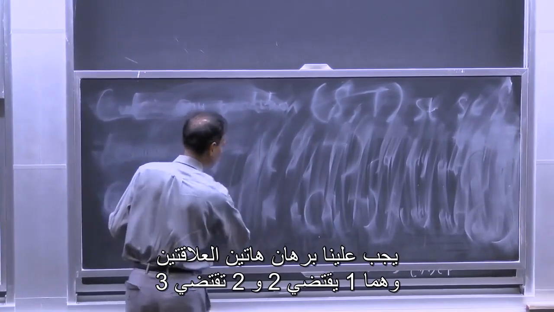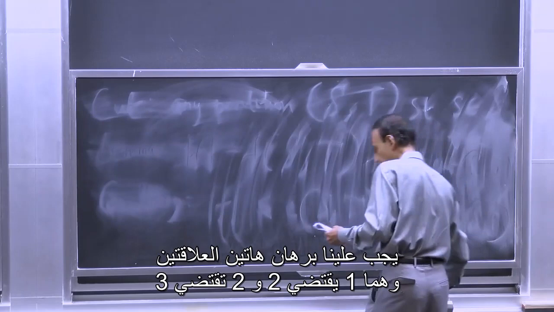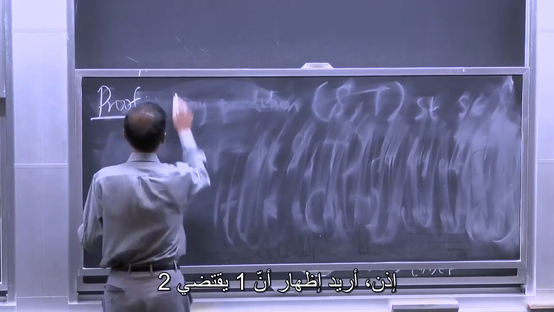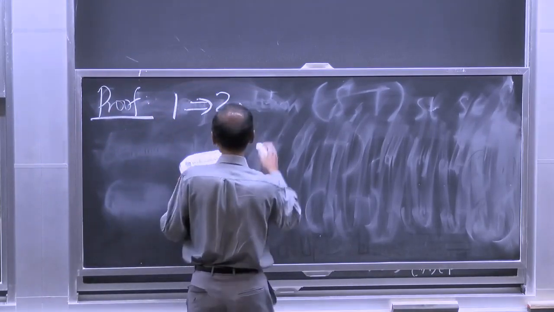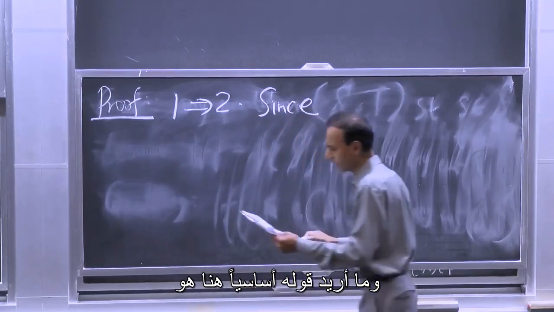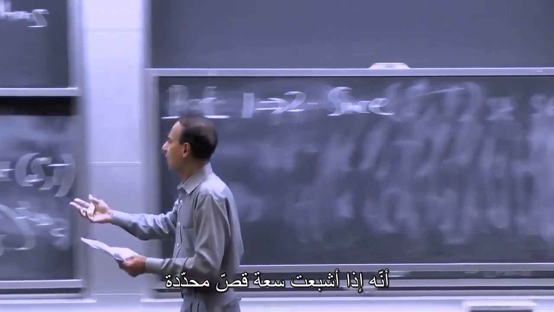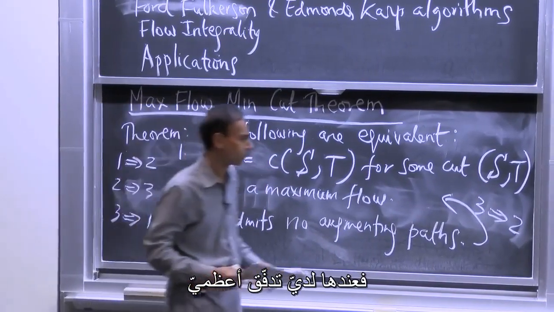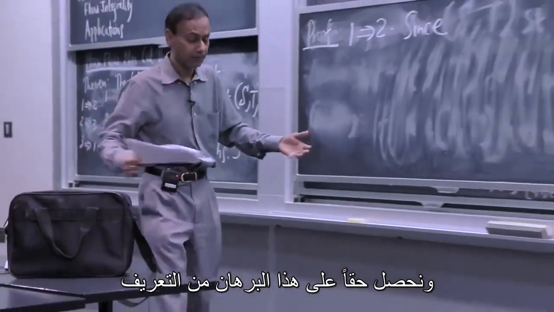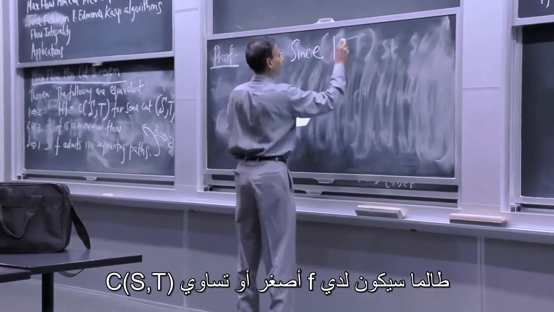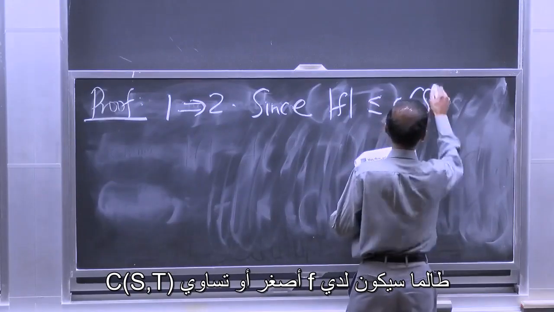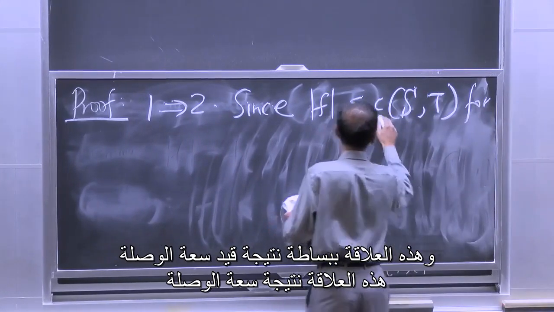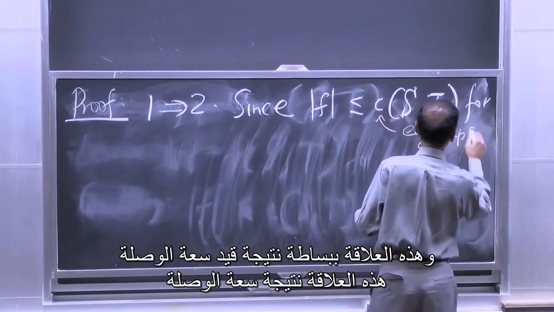All right, we should be able to knock these two, 1 implies 2 and 2 implies 3, in just about a minute each. So I want to show 1 implies 2. Essentially, what I want to say here is if I've saturated a particular cut's capacity, then I have a max flow. And really, this comes from the definitions, since I'm going to have F less than or equal to C(S,T), and this is simply because of edge capacity constraints. This is just edge capacities.